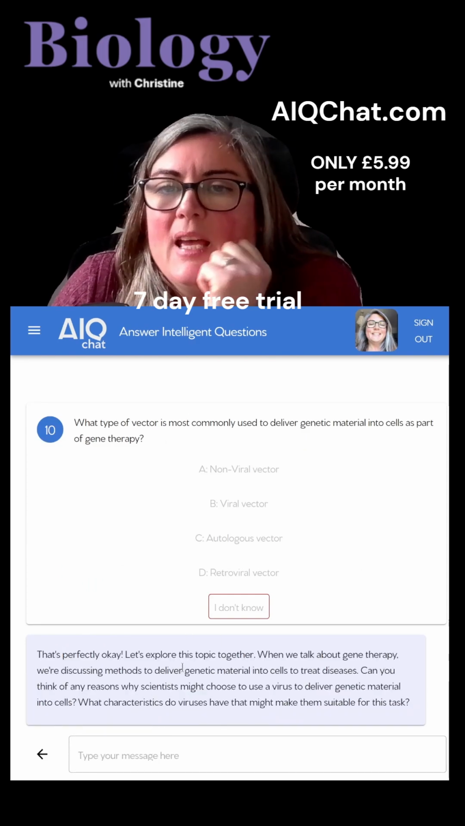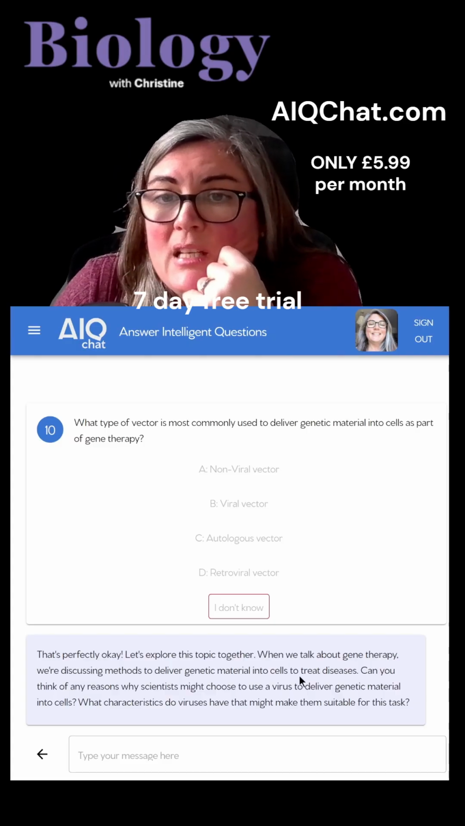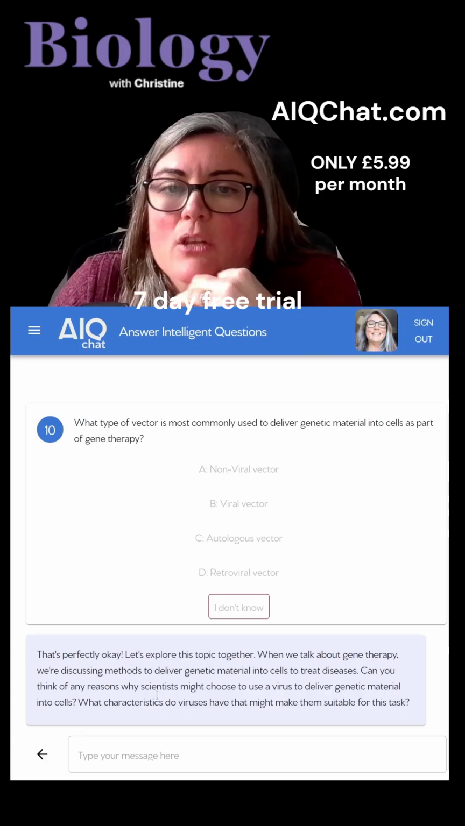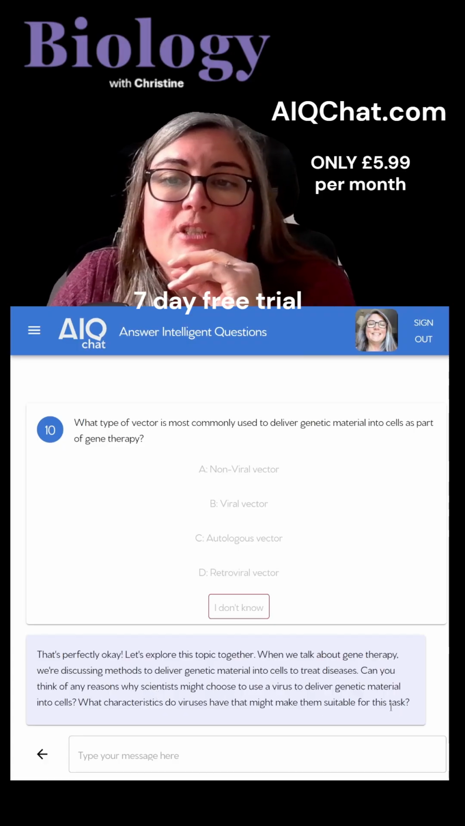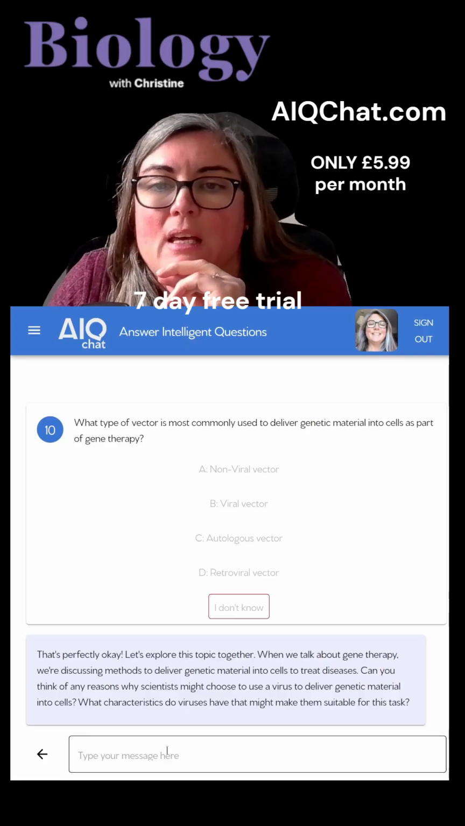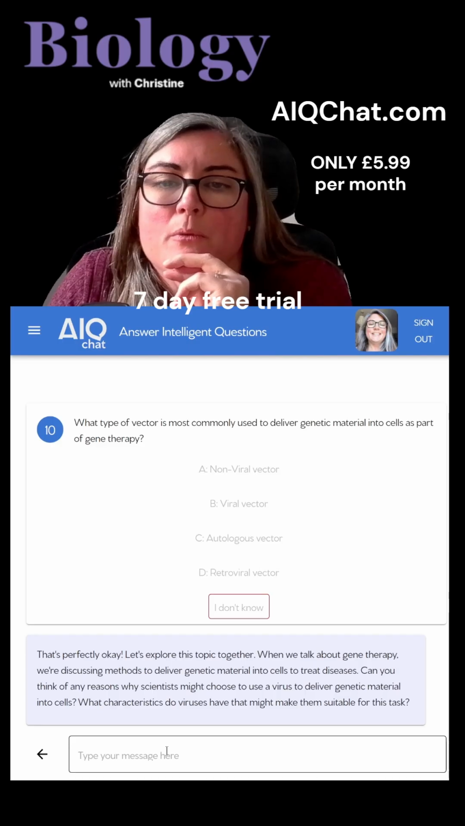Let's explore the topic together. We can talk about gene therapy. We're discussing methods to deliver genetic material into cells to treat diseases. Can you think of any reasons why scientists might choose to use a virus to deliver genetic material into the cells? And what characteristics do viruses have that might make them suitable for the task?